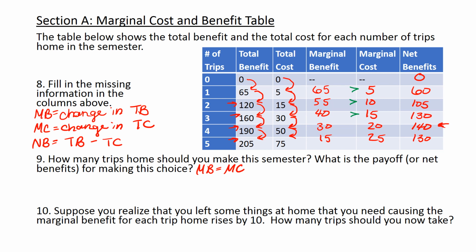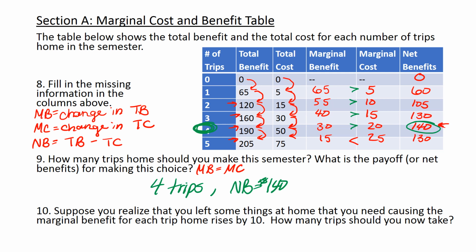The fourth trip costs you 20 and benefits you 30. So again, a good trip. And then the last one costs you 25 and benefits you 15. So now you're at a place where it's more costly than it is beneficial, and so you did not want to do that. So you go back up and we see that 4 trips and a net benefit of 140 is where you want to stop. So 4 trips, and that has a net benefit of $140. So that answers both of our questions.